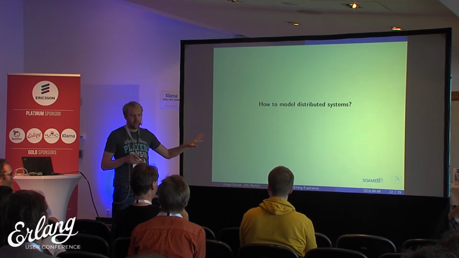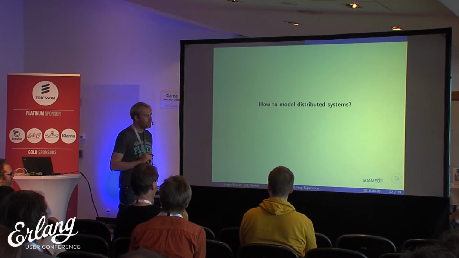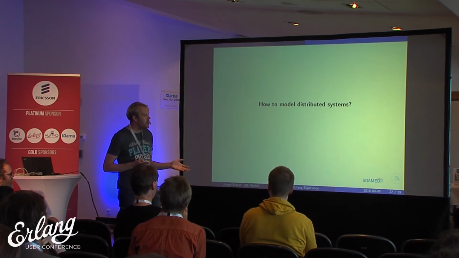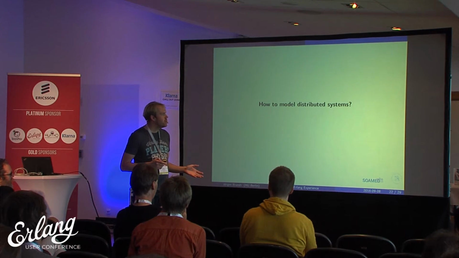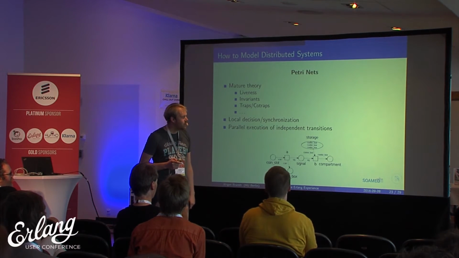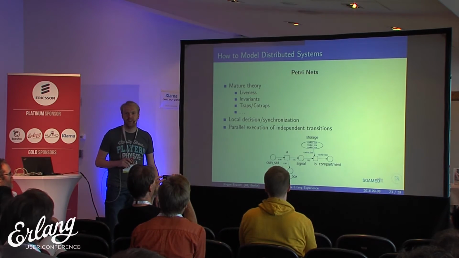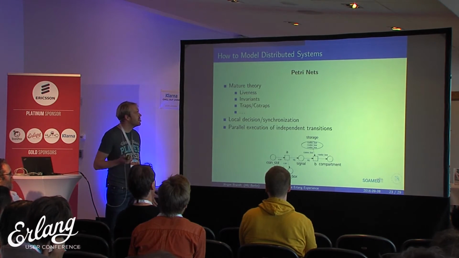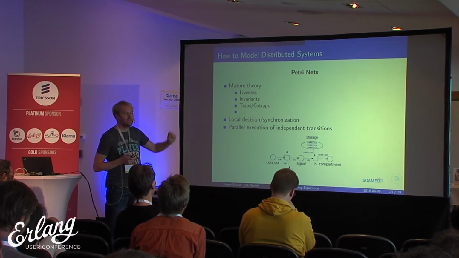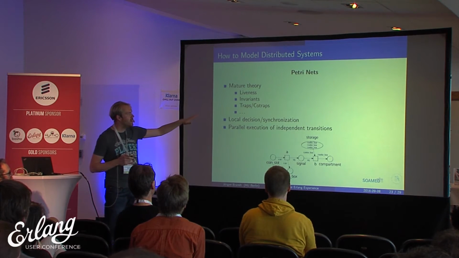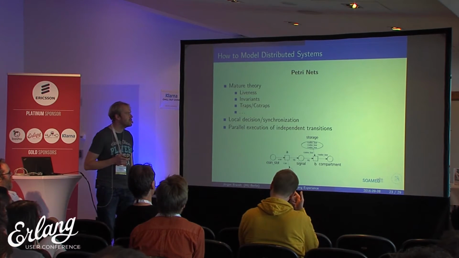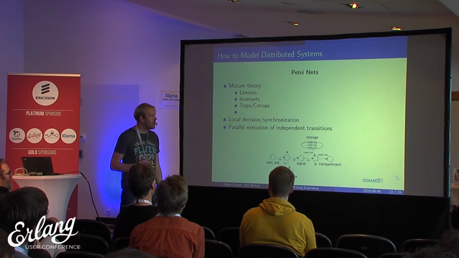These are all very valuable models for modeling systems. And for Cuneiform, I have decided to look at an approach called Petri nets. I'm sure everybody knows Petri nets, but the advantage of Petri nets in this kind of setting is that it's a very mature theory where you can reason about all kinds of properties like liveness, and you can find invariants and traps and co-traps.